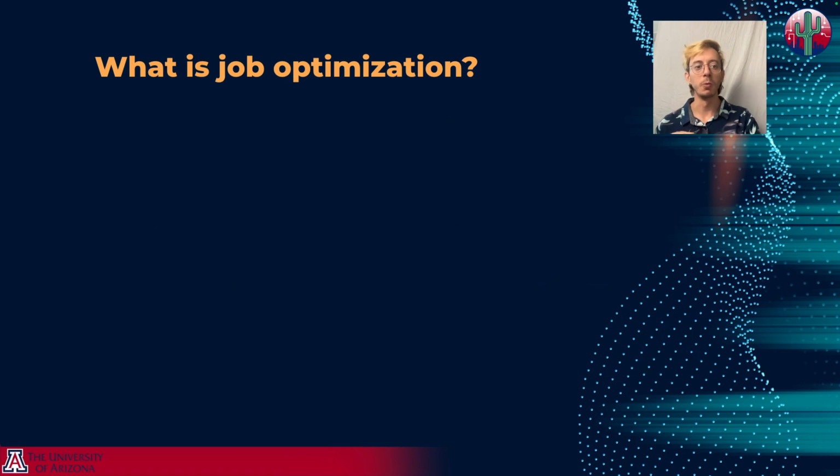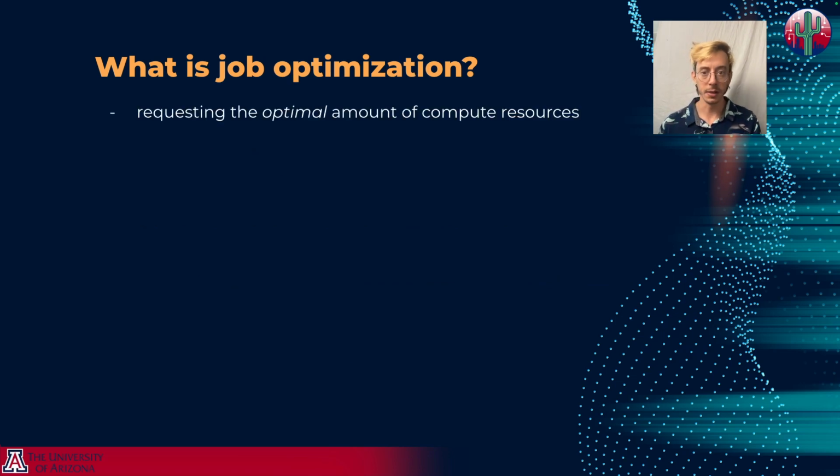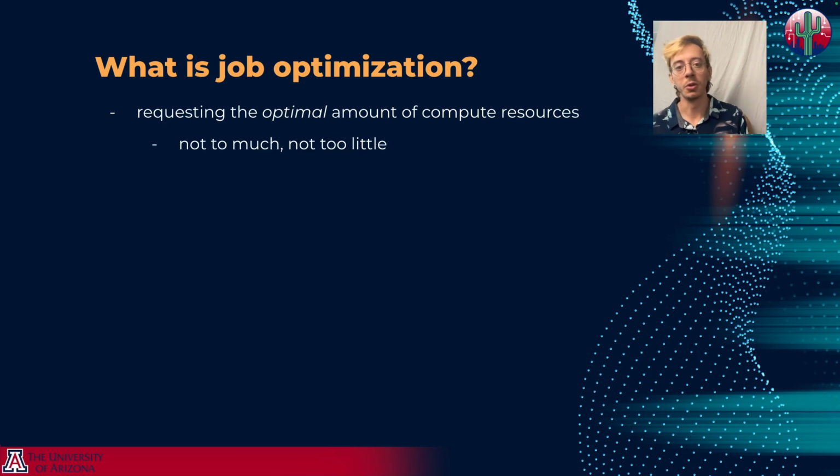So job management is one thing, job optimization is slightly different. It often means requesting the optimal amount of compute resources. And what do we mean by optimal? We mean not too much, not too little, not too hot, not too cold, right? If we're throwing way too many resources at a particular job, then we're wasting our CPU time allocation, or we're hogging resources that might be underutilized when other researchers could be using them.